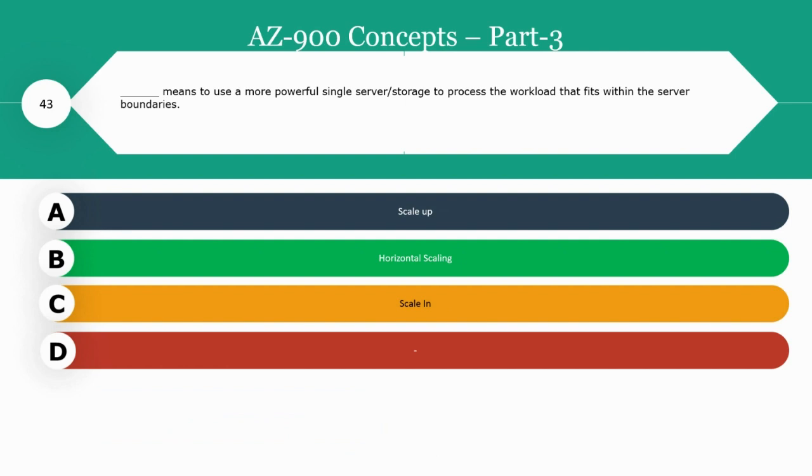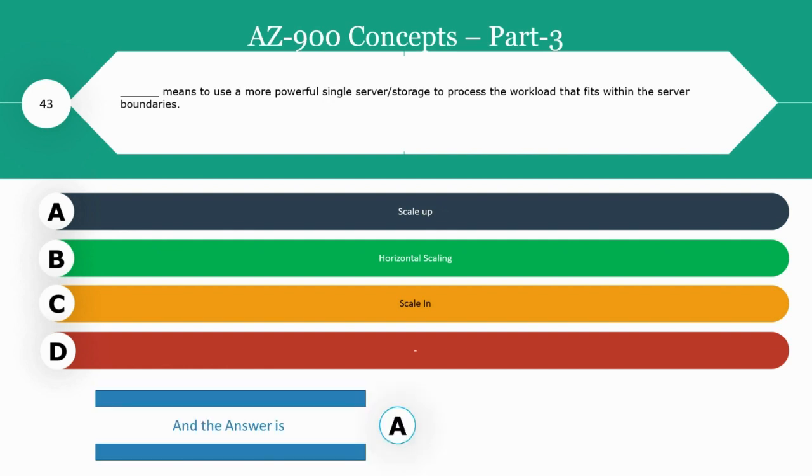Question number 3, dash means to use a more powerful single server or storage to process a workload that fits within the server boundaries. Scale up, horizontal scaling, scaling in. Here, increase the power of CPU, memory or storage, and it is called vertical scaling or scale up. Alternatively, decreasing the power of CPU or memory or storage is called scale down. And so the right answer will be scale up. That's option A.